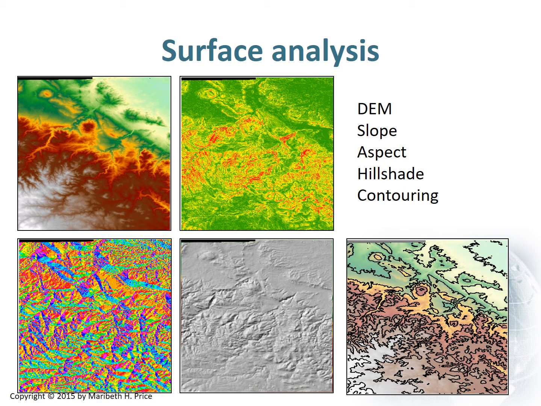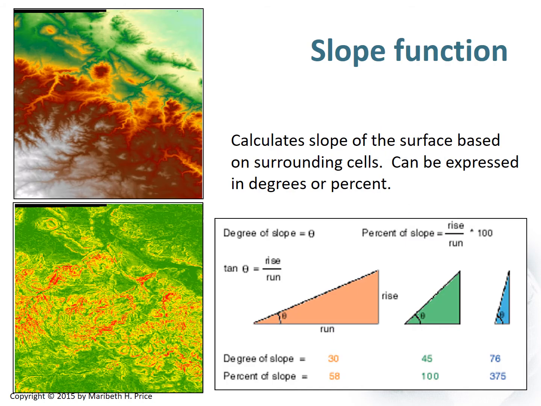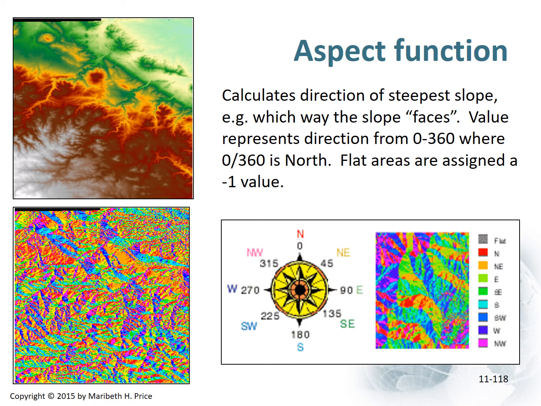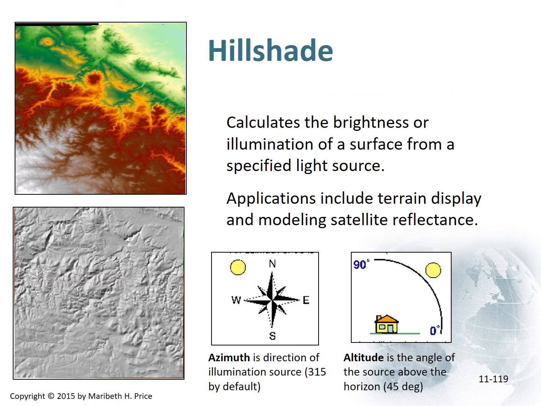DEM, slope, aspect, hill shading, and contouring are all types of surface analysis. Slope function, how it's calculated, rise over run, percents or degrees. Aspect is the direction of the steepest slope. Hill shade is essentially allowing the software to position the sun relative to your inputs and see what areas would be in full sunlight and what would be shaded, and then from that shaded you can get a better understanding of the look of the landscape.